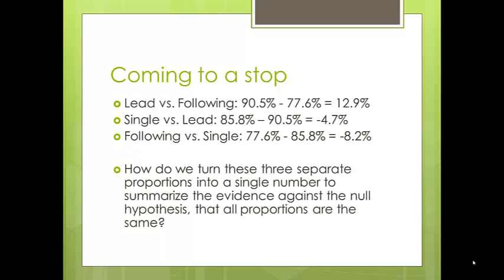Well, one way is to start by comparing each of the groups to another group. So we can take the lead group versus the following group, subtract them, and get a difference. So we get three different differences. And now the question is, this gives us a sense of how different these groups are from each other, which in some way is measuring how different from the null hypothesis this data is. But how can we take these three numbers and combine them into a single number that gives you the evidence against the null hypothesis that all the proportions are the same?